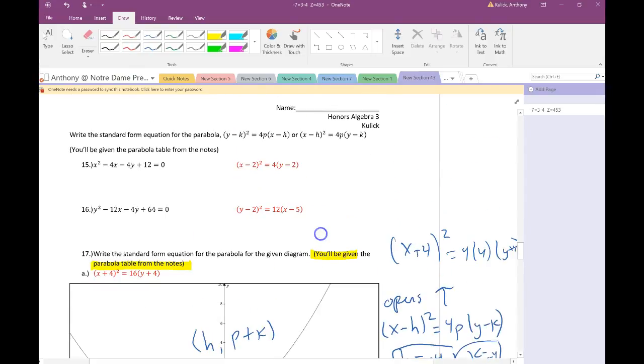So remember there's two different versions, right? This is the left and right version. This is the up and down version. And that's in the table, right? It tells you which one is which in the table.